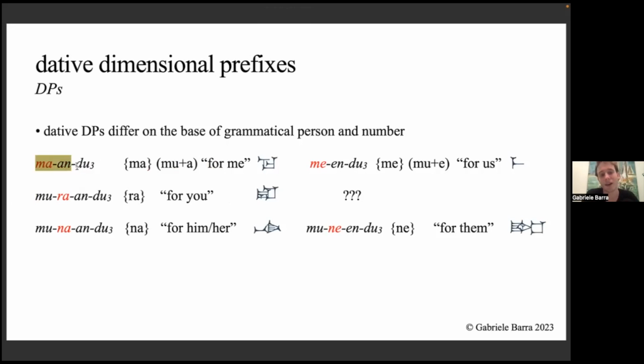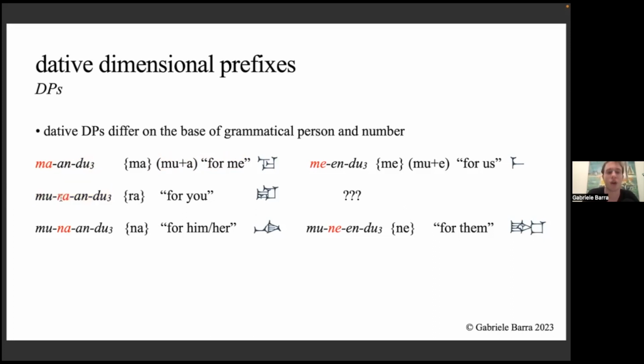So ma, andu. Here, the dative element is ma, which is also an exception because it is basically a contraction of mu plus a, and it means for me. So he built for me. We have the n, so third person, du, build, ma, for me. He built for me. Mu, ra, andu.